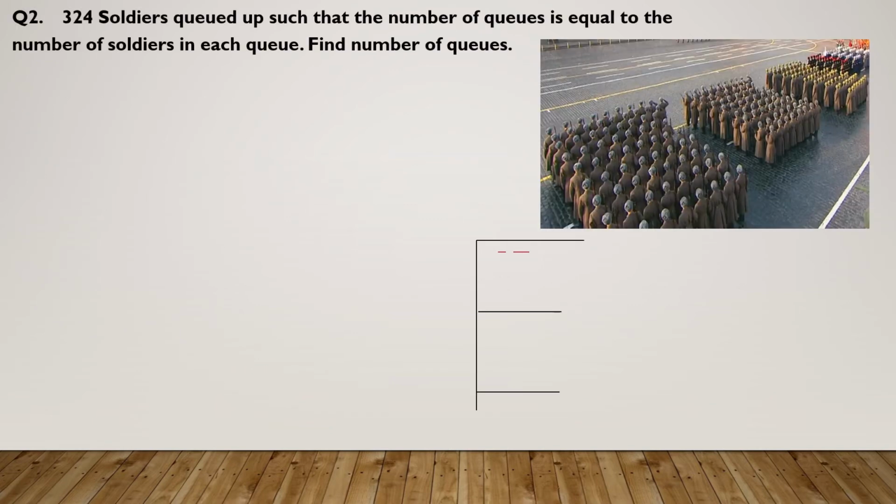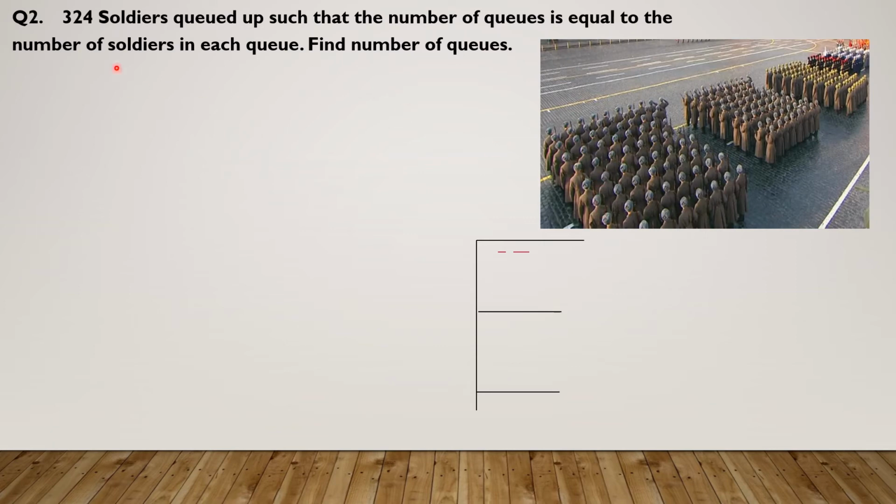Question number 2 is: 324 soldiers queued up such that the number of queues is equal to the number of soldiers in each queue. Find the number of queues. Students, look at this picture. Here we have queues. This is our first queue, this is the second one, this is the third one and fourth one, and so on.